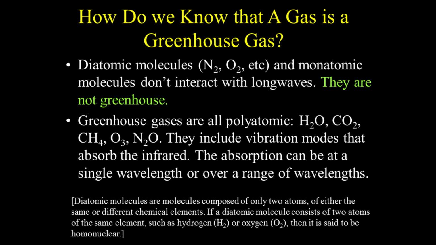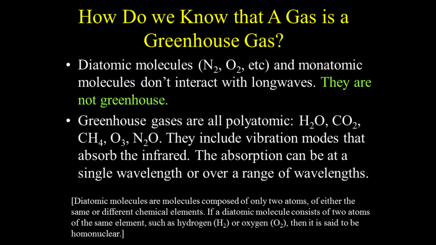Otherwise, if a diatomic molecule consists of two different atoms, such as carbon monoxide or CO, or nitric oxide or NO, the molecule is said to be heteronuclear. Molecules containing more than two atoms are termed polyatomic molecules. For example, carbon dioxide, or CO2, and water, or H2O. Diatomic molecules, such as N2, O2, and more, and monatomic molecules don't interact with long waves. They are not greenhouse gases.